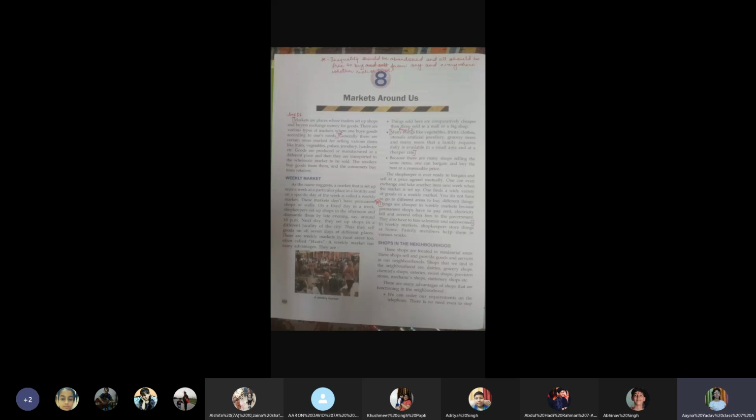Now, when I was seeing the new edition, I saw that one chapter that was in the previous book is not present in the new book. So this was the third chapter, but we have taken this as the second chapter. Markets Around Us is the second chapter. Understanding Media was the first one in civics, and now we have Markets Around Us.